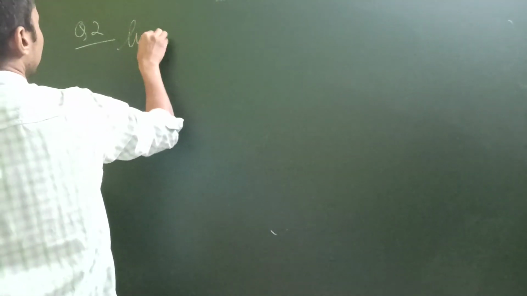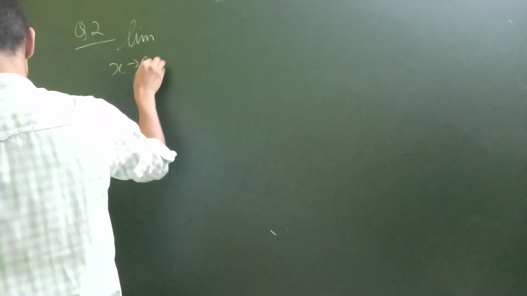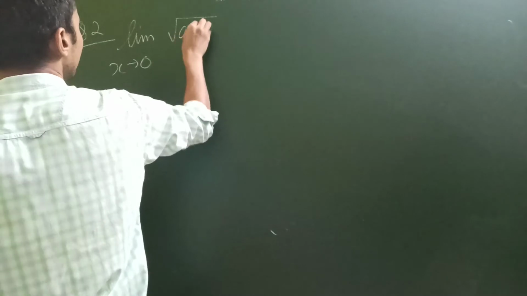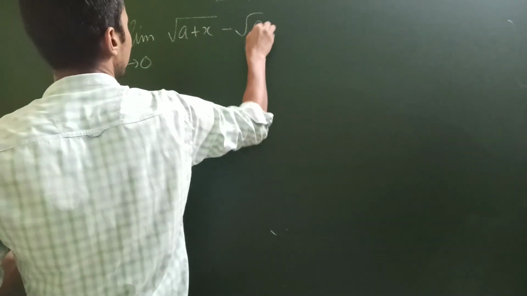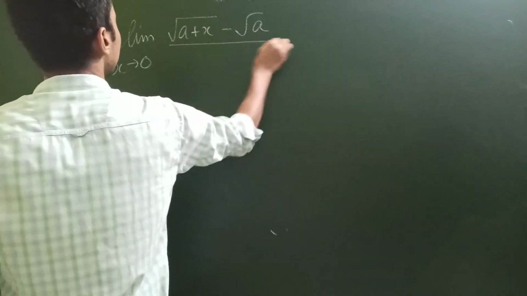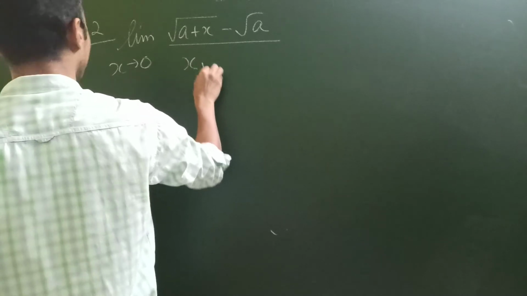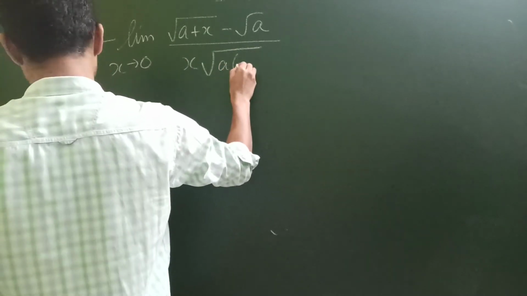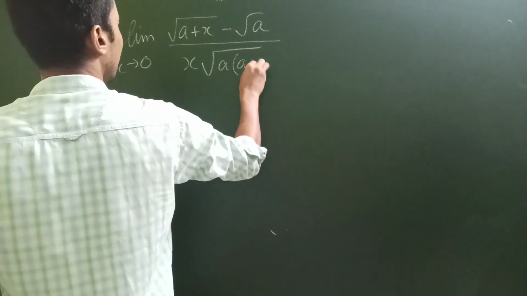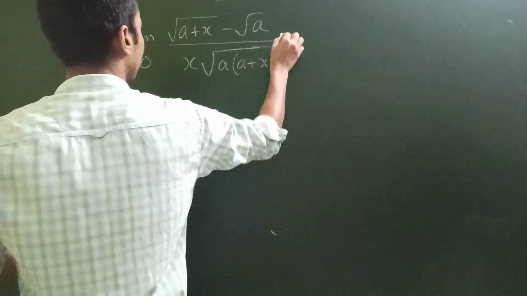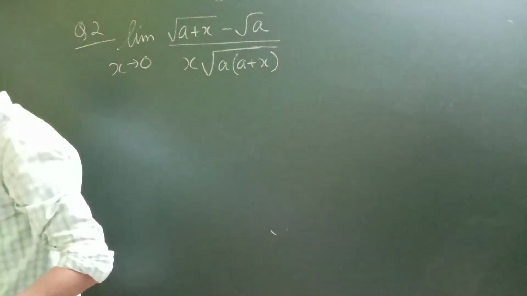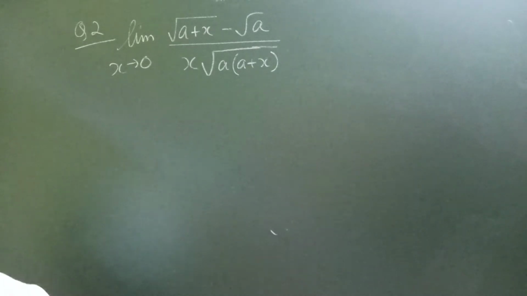That will be the limiting value as x tends to 0 of (root over of a plus x minus root over of a) upon x into root over of a into (a plus x). Okay, this is the question.